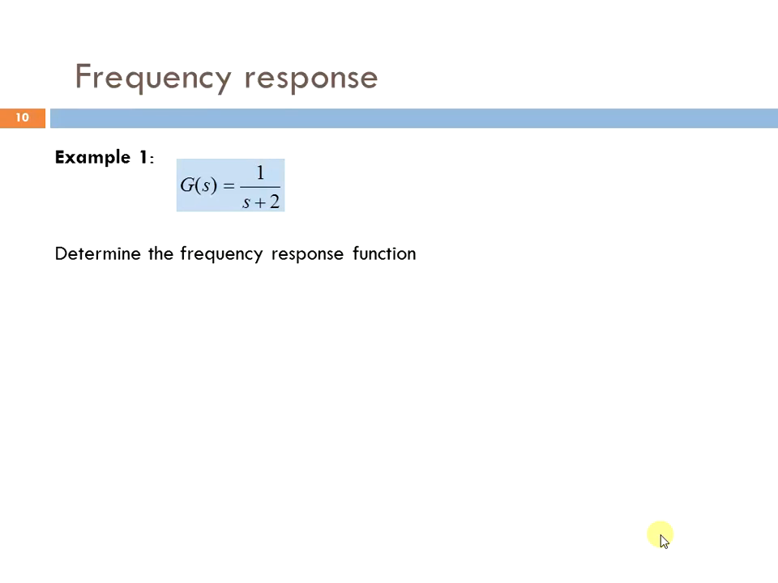Dealing with a problem like this, we want to keep in mind that a frequency response function is basically comprised of two components: the amplitude and the phase as a function of the frequency. So the first step is to substitute s by j omega, and then to determine the amplitude and the phase.